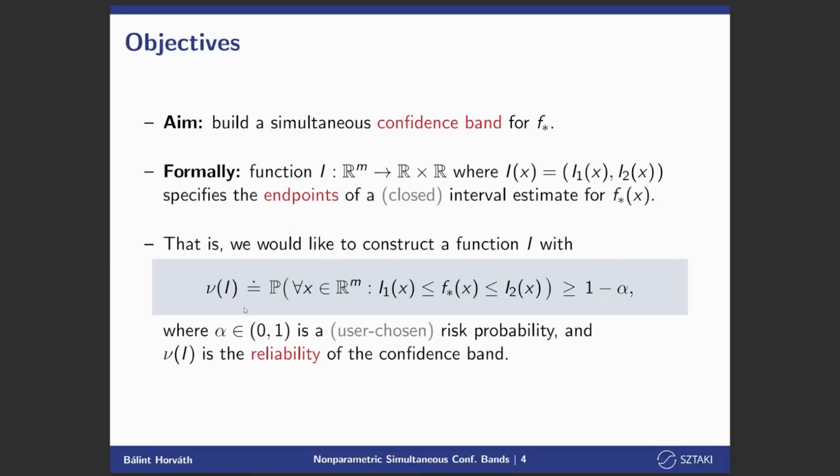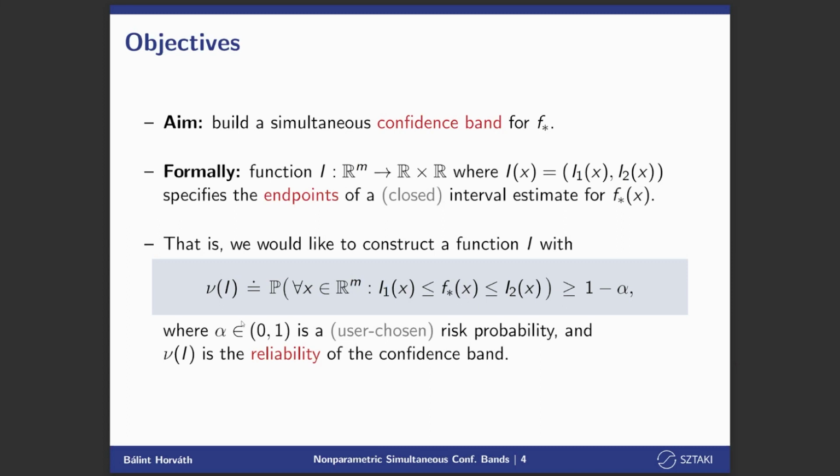So what is our aim with this data? Formally speaking, we are looking to construct a confidence band for this original regression function, which we denote with f star. This confidence band basically means that we want to guarantee that every input point is included in this confidence band. So the formal reliability, which can be seen here, means that we want to include every single input point of this function in this confidence band with a given risk probability.